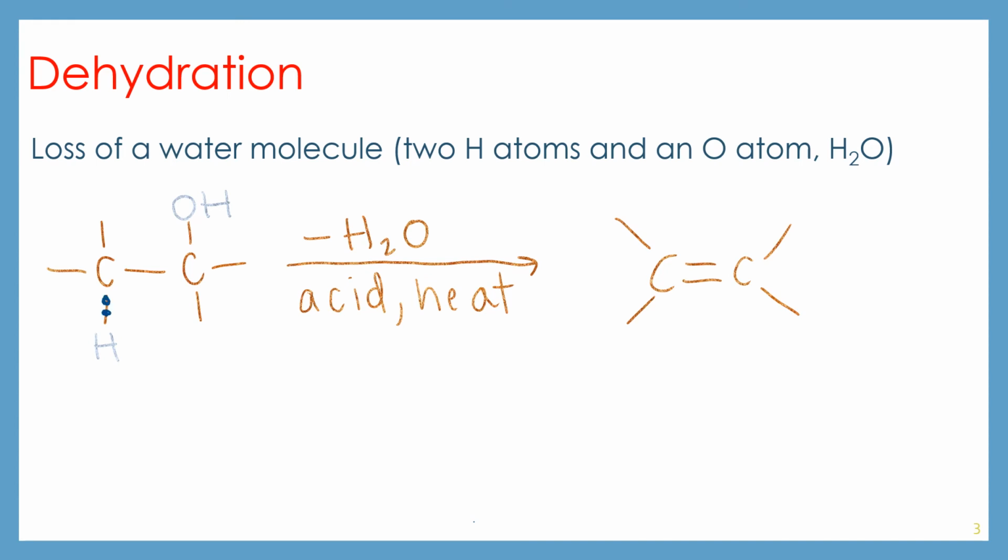So let's take a look at this mechanism. The electrons that hold the hydrogen to the carbon atom are going to be responsible for creating the alkene in our new product.